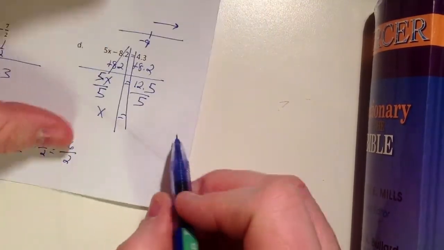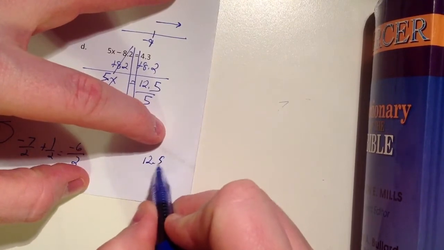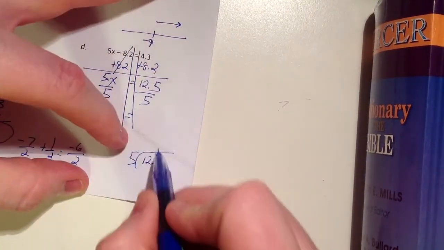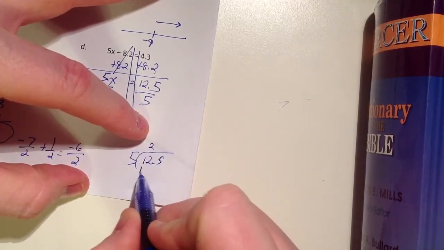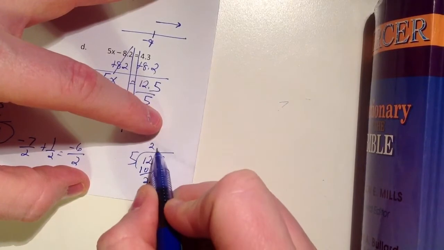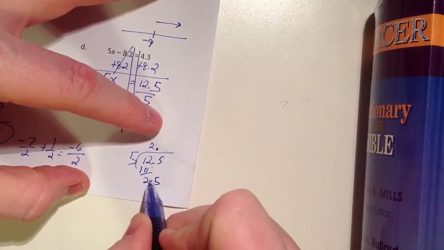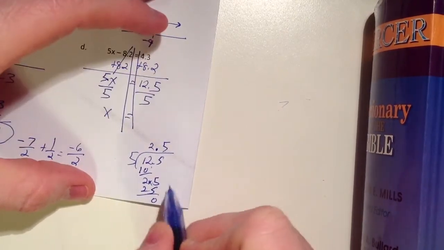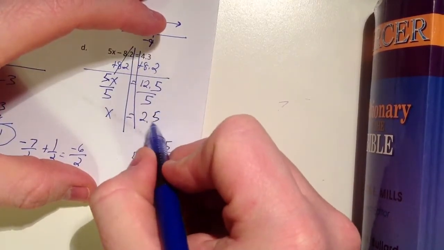So I can come down here and just say, okay, 12.5 divided by 5. Top number on the inside, bottom number on the outside. So 5 goes into 12 twice. 2 left over. Bring down my 5. My decimal place stays in the same place. I'm sorry. 5 times 5 is 25. I get 0. So my answer is 2.5.